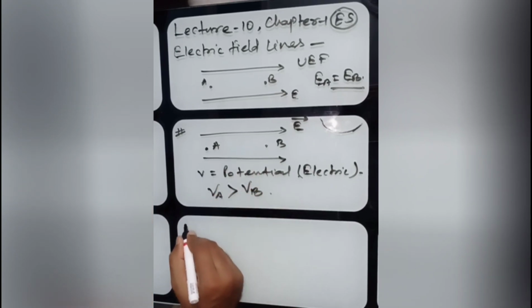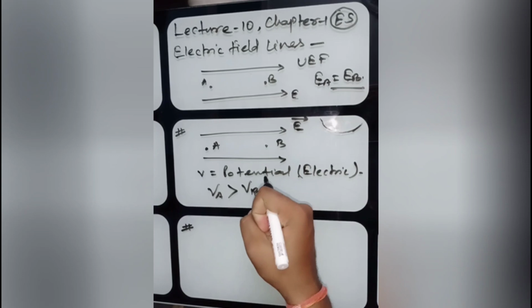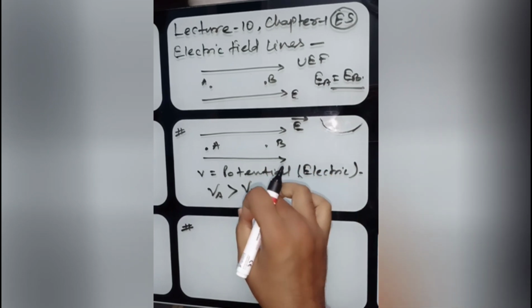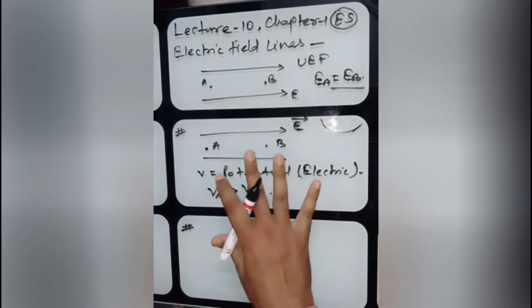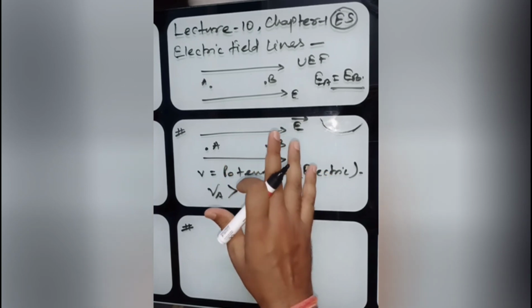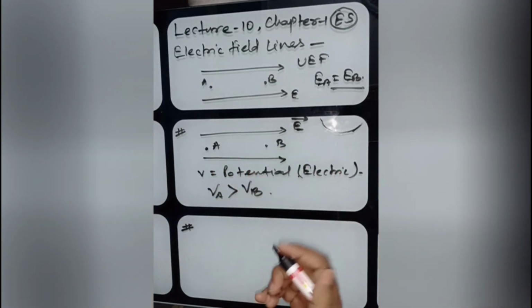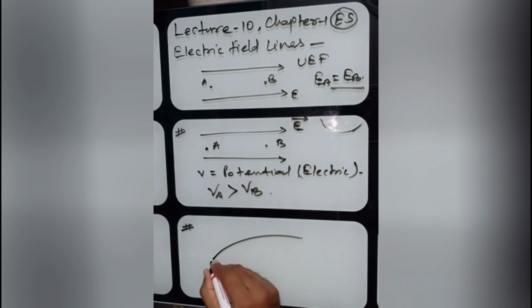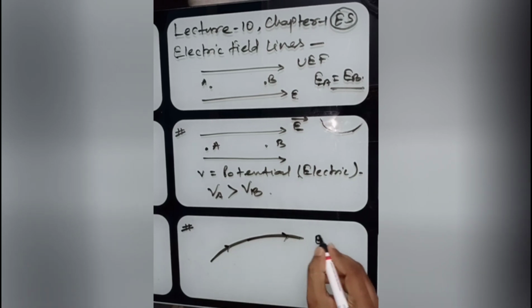Okay, now the next property: the direction of electric field lines. If we have drawn imaginary electric field lines and we have the direction of electric field lines, then we can find the direction of electric field using those electric field lines. Try to understand, this is the direction of electric field lines, or the electric lines of force.